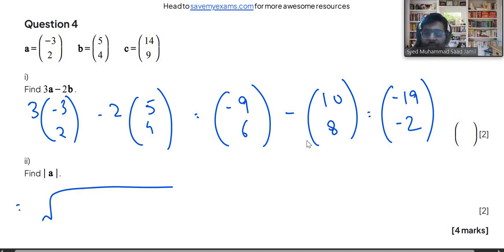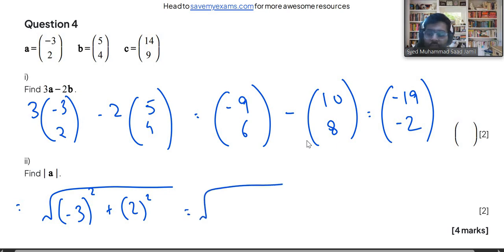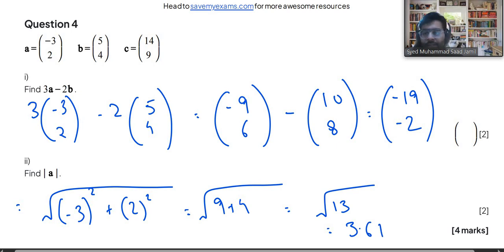Now next part is find the magnitude of A. Again, you will do negative 3 square plus 2 square. This becomes 9 plus 4. 9 plus 4 is under root 13. And under root 13 is equivalent to 3.61.